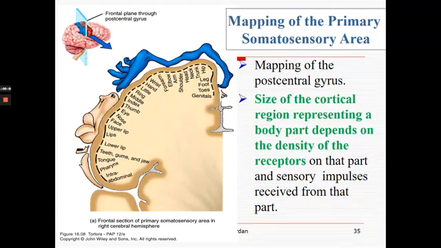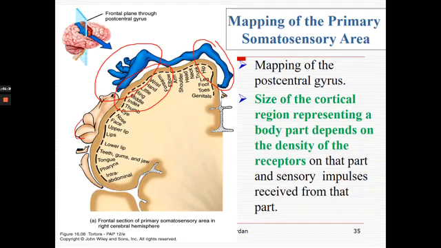The other thing is that the area in the cerebral cortex that represents any part of our body is not proportional to the size of that area on our body. It is proportional to the number of receptors on that area. Look at the hand here. The area that represents the hand in the cerebral cortex is much larger than the area that represents the lower limbs. Why? Because the number of receptors in the hand is much more.